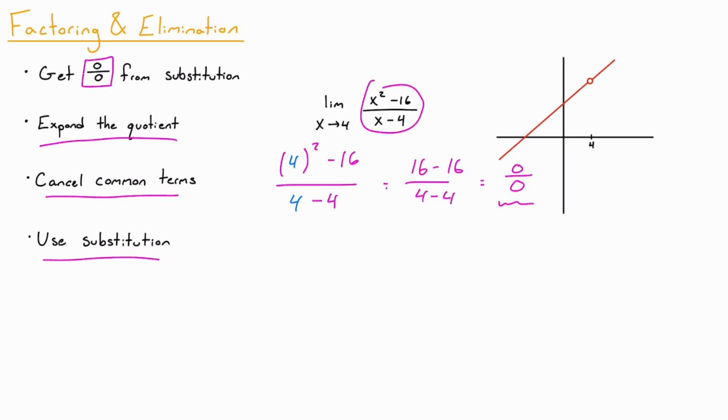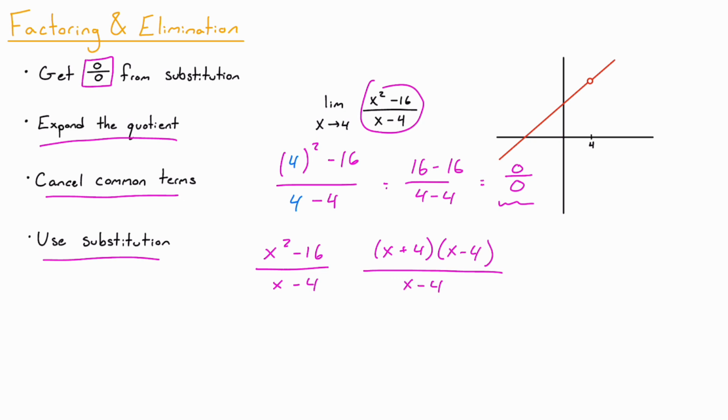So for this, what we're going to have to do is expand our quotient out. So we have x squared minus 16 in the numerator. Well, this is actually just a square, so we can go ahead and expand this. If we write x squared minus 16 over x minus 4, x squared minus 16 is equal to x plus 4 times x minus 4. So we've expanded that out, and we keep x minus 4 in the denominator.